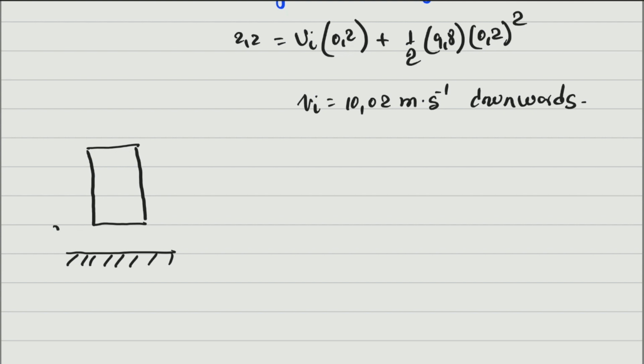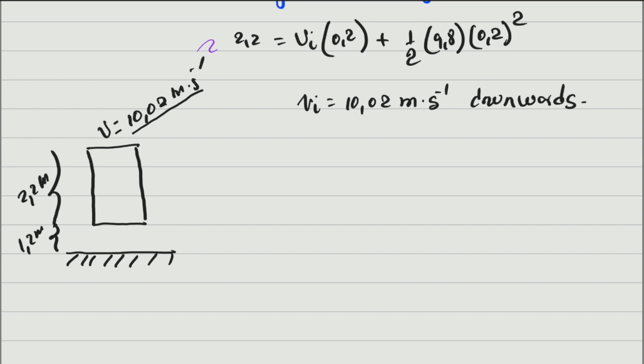Right? This distance is given to us, which is 1.2 meters. We have this distance, which is 2.2 meters. We have also that the velocity at this point is going to be equal to 10.02 meters per second. So it is the same when it's going up and when it's going down. So I'm going to just write the magnitude there.